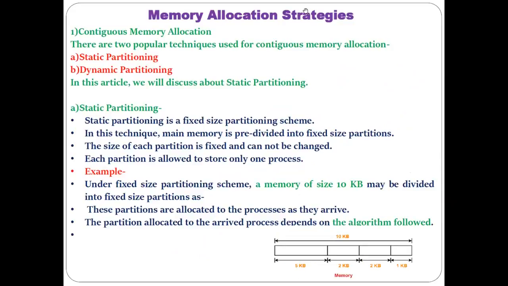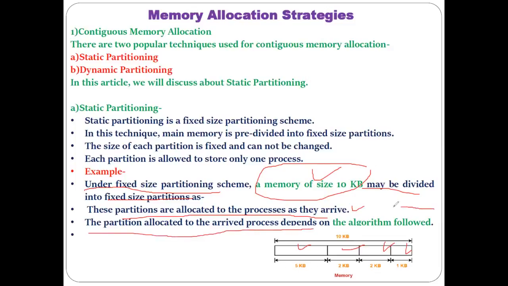Like the example I have shown you here. Under the fixed size partitioning scheme, a memory of size 10 KB, for example, can be divided into fixed size partitions like this: 5 KB, 2 KB, 2 KB, 1 KB. So it can be divided into different kinds of partitions and sizes, but at the initial point only. Once you define the size, it cannot be changed. These partitions are allocated to the processes as they arrive. The partition allocated to the arriving process depends on the algorithm followed.